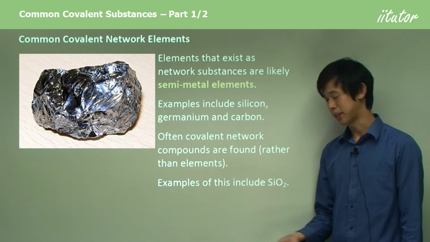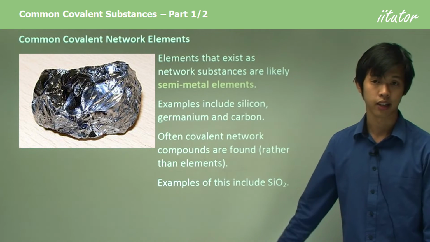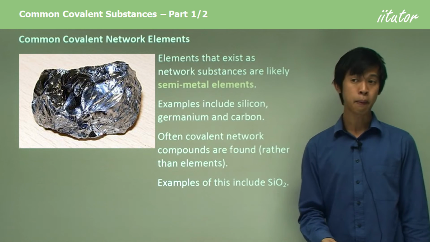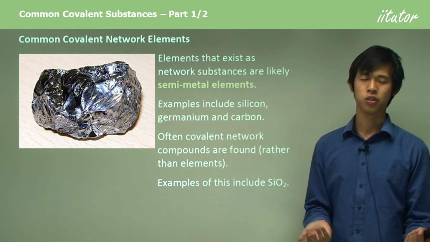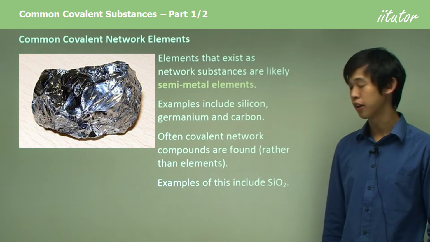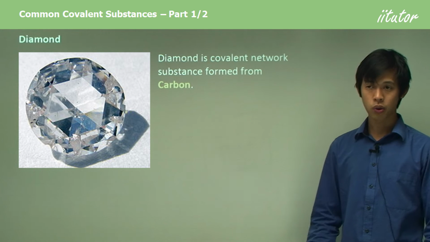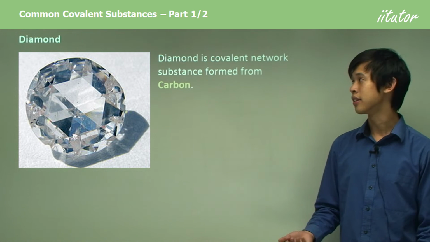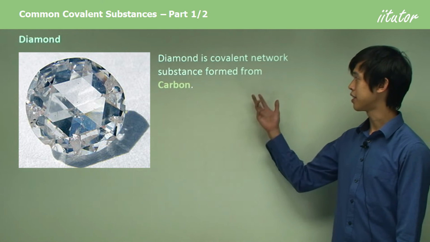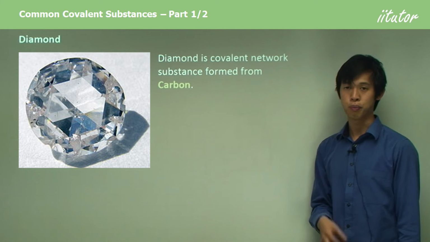An example of this would include SiO2, silicon dioxide. Silicon dioxide is sand or quartz, so we see that all the time. That's just an example of a covalent network compound. One example of a covalent network element would be diamond. Diamond is a covalent network substance formed from purely carbon.